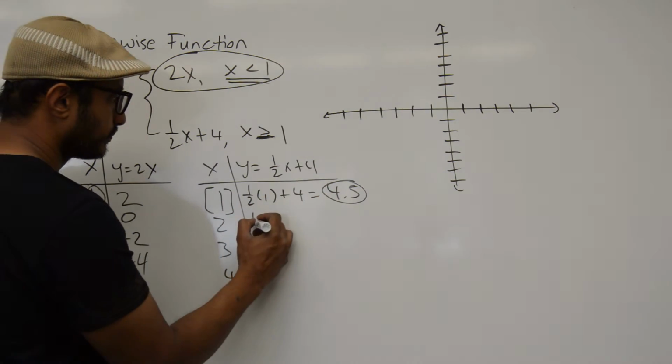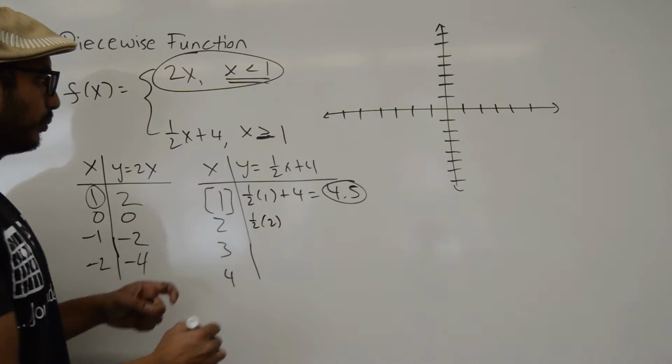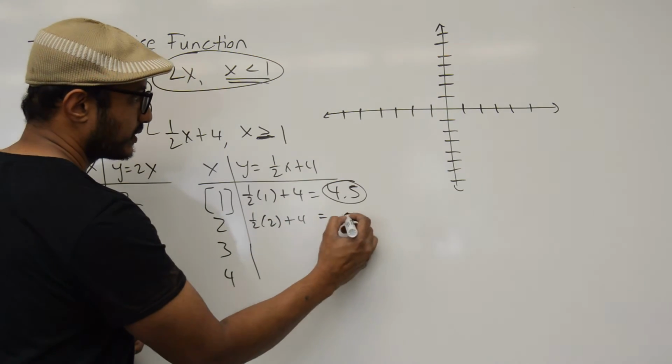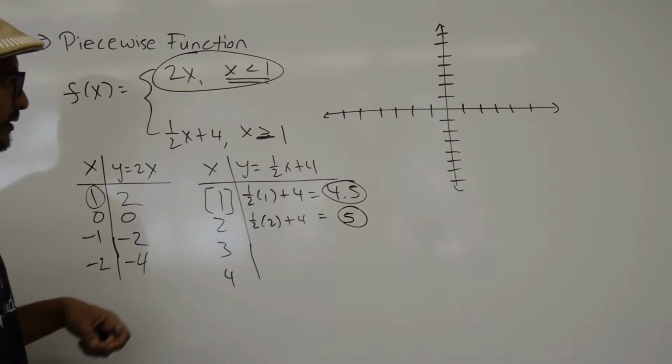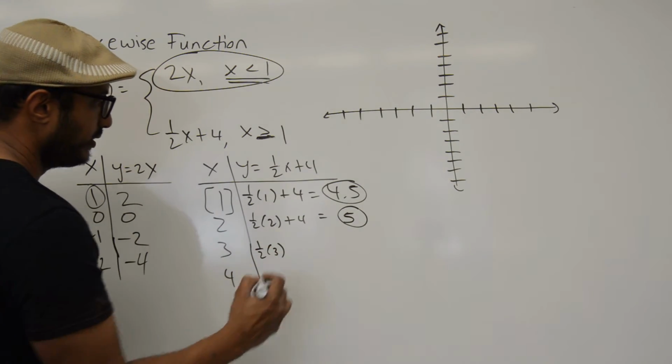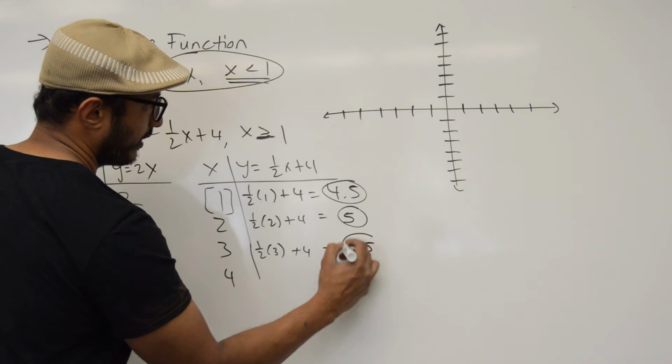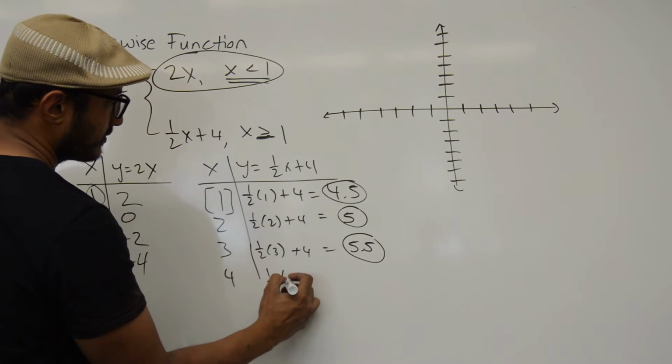Okay, what about at 2? 1 half times 2 is just 1, and then 1 plus 4 is 5. So this will give me 5. Here, I get 1 half times 3, which is 1.5. 1.5 plus 4 is going to be 5.5. Then my next x value is going to be 4.